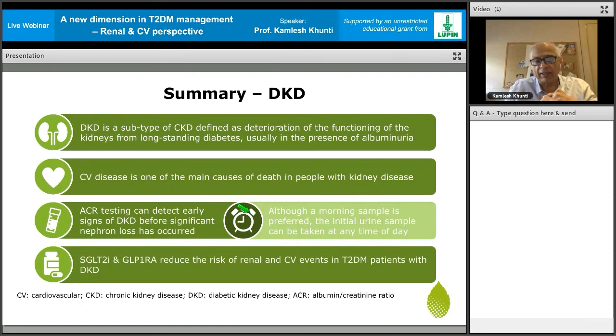Besides all the risk factor management with everything that we have, blood pressure, renal, lipids, and HbA1c, putting them onto RAS inhibitors, now we have more therapies in our armamentarium in terms of SGLT2 inhibitors and GLP-1 receptor agonists that can reduce the risk of renal and cardiovascular events in people with type 2 diabetes and diabetic kidney disease. But I think we will see this extended to people without diabetes as well.